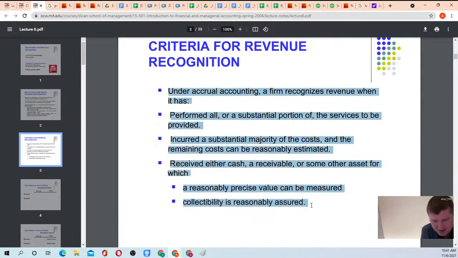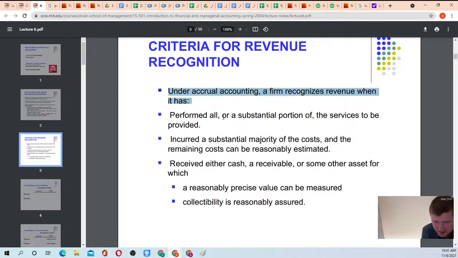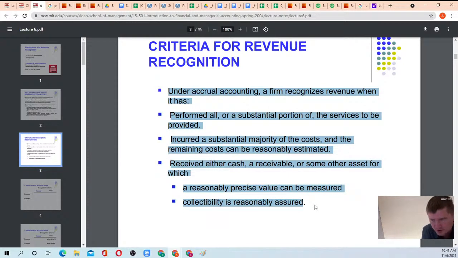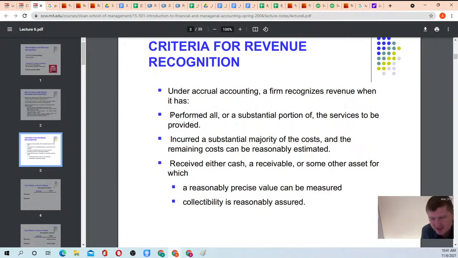So basically, that doesn't match the current revenue guidance, but it more or less corresponds to the new guidance. We say that we performed the service when we want to recognize the revenue. I don't think we say anything about the costs, and we also say that we need to make sure that the consideration is collectible, that we will actually get consideration with at least 80% probability, which is probably an equivalent of that requirement.